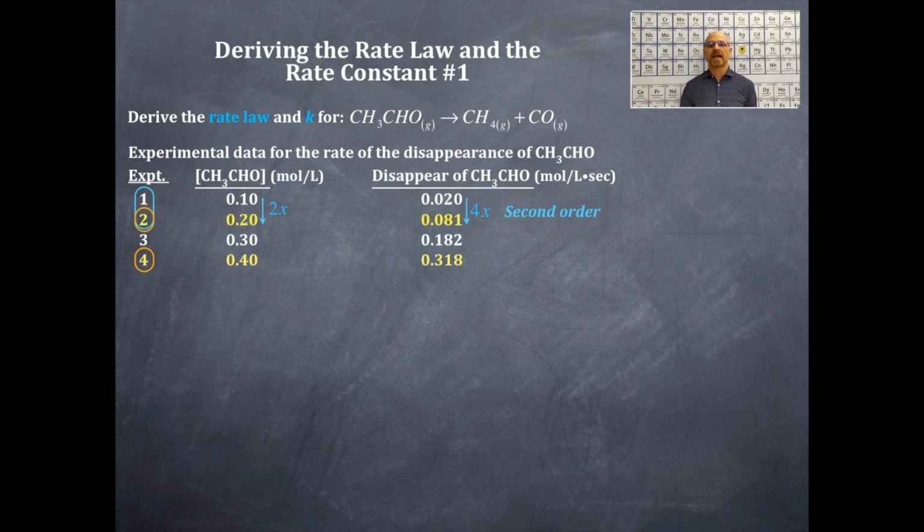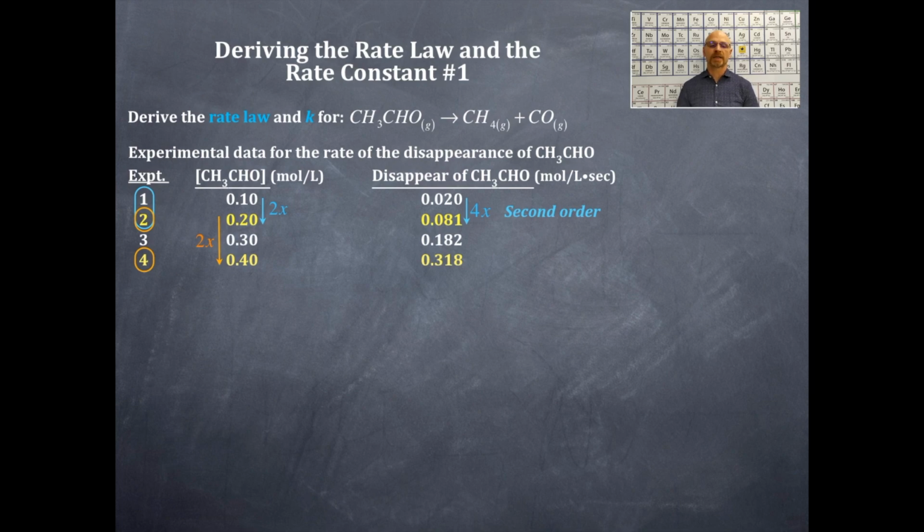Now, I'm going to take a look at another set of experiments just to validate the fact that this is second order, and I'm going to take a look at experiments 2 and 4. I'm again choosing them for a particular reason: the numbers are easy to see. Between experiments 2 and 4, the acetaldehyde concentration initially is 0.20 with experiment 2, and in experiment number 4, it's 0.40. That's a doubling in concentration.